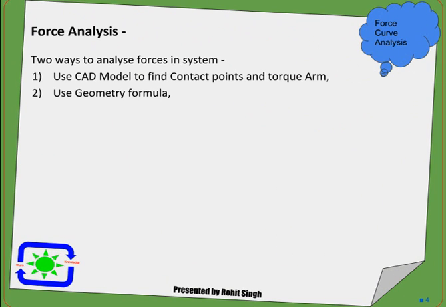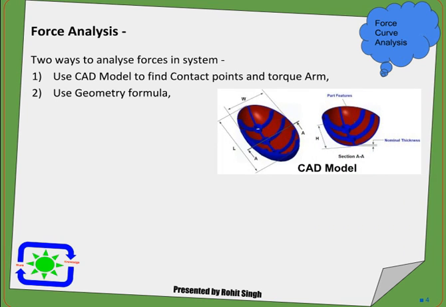So the free body diagram tells us only the direction of force. We still don't know the magnitude of force. To know the magnitude, we have two processes. One, create a CAD model and find contact points and torque R. Second, use geometry formulas.